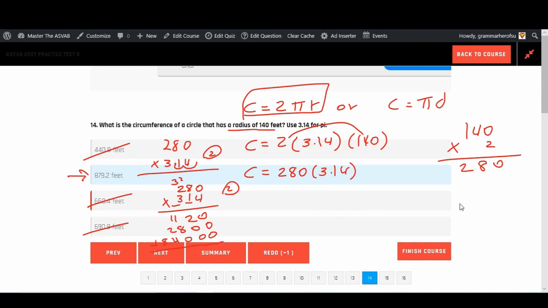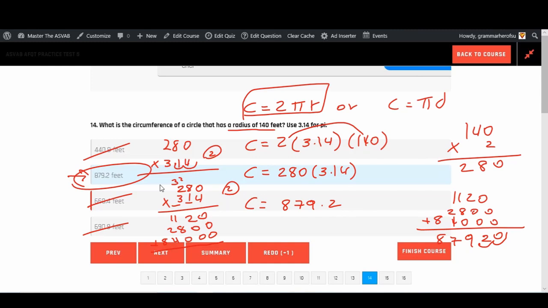Let me go ahead and move this over here so I don't make a mistake. We have 1, 1, 2, 0, 2, 8, 0, 0, and 8, 4, 0, 0, 0. 0 plus 0 plus 0 is 0. 0 plus 0 plus 2 is 2. 8 plus 1 is 9. 2 plus 4 is 6, plus 1 is 7. 8 plus nothing is 8. Shift our 2 decimals back in, and we can see that the circumference is going to be 879.2, which is right there.